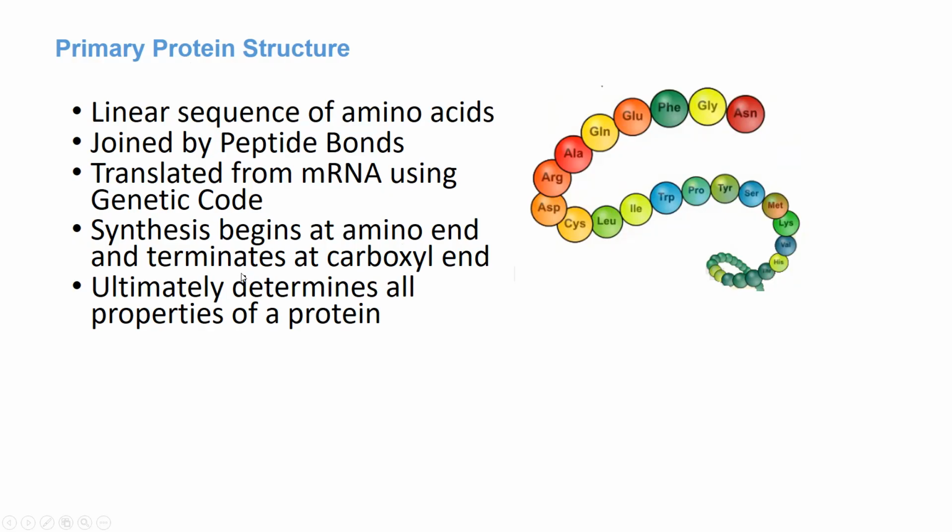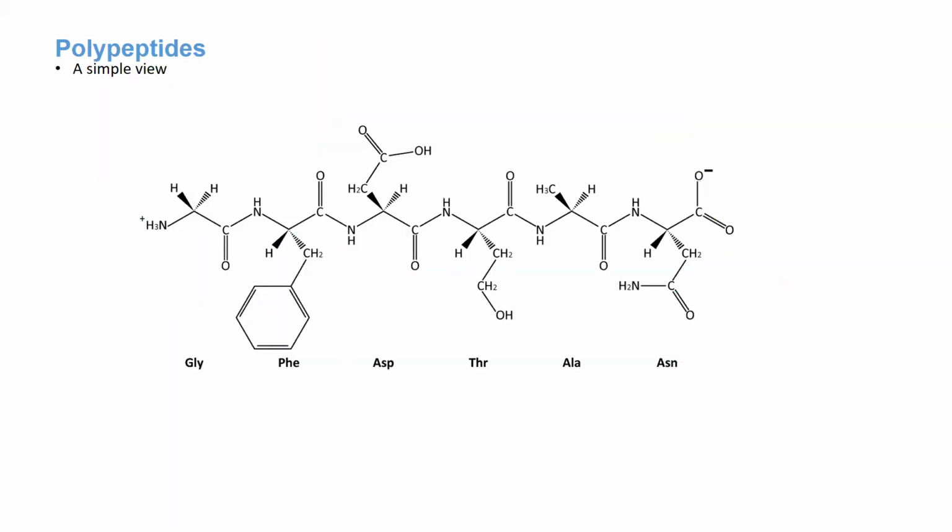So this is the primary sequence that determines all the properties of the protein. How is it going to fold? Is it going to have a disulfide bridge? Is this protein going to be acidic? Is it going to be basic? Is it going to be an enzyme? Is it going to be an ionic channel? So that is determined by the primary structure.